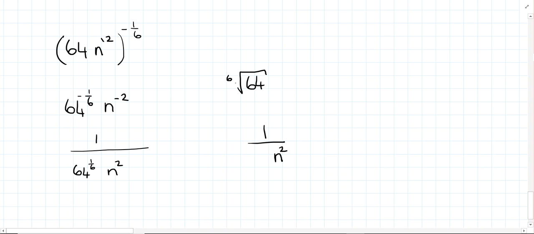And that's quite obvious, because the only thing you're going to be asked to do without a calculator, the answer is going to be 2. So it ends up as 1 over 2n squared.